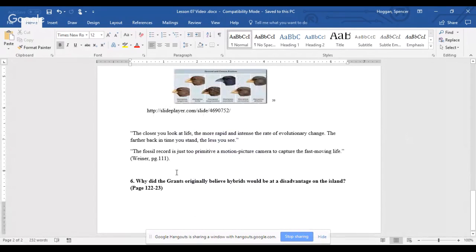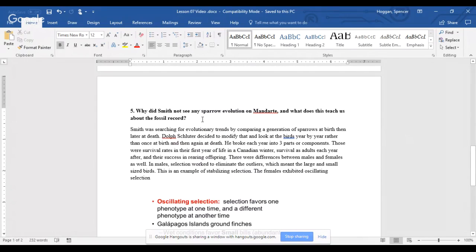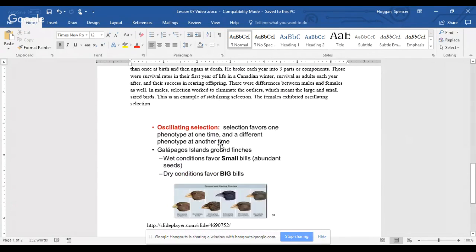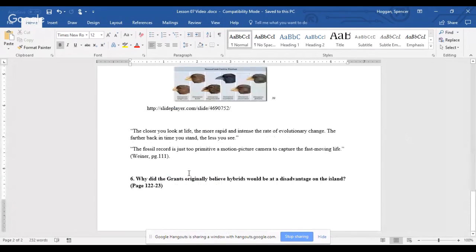And then just to kind of conclude about how we see it in the fossil record, there are these 2 quotes in the book. And one was, the closer you look at life, the more rapid and intense the rate of evolutionary change. The farther back in time you stand, the less you see. So that was kind of explaining the difference between Schluter and Smith. And then the next one is, the fossil record is just too primitive a motion picture camera to capture the fast-moving life. So that was pretty much the difference in the study. That's why Smith wasn't seeing a lot of evolution, because he wasn't looking at it, I guess, as frequently to see the differences.